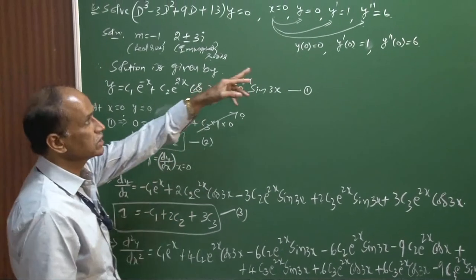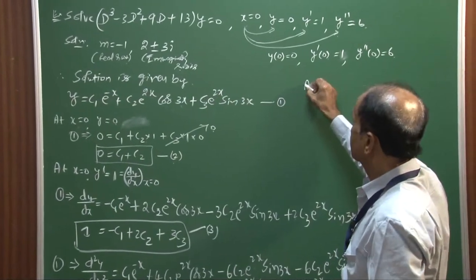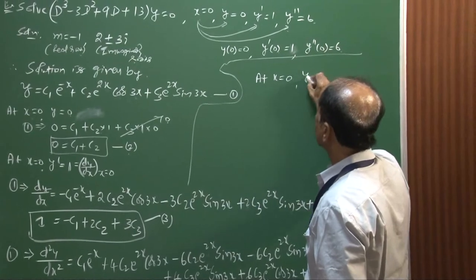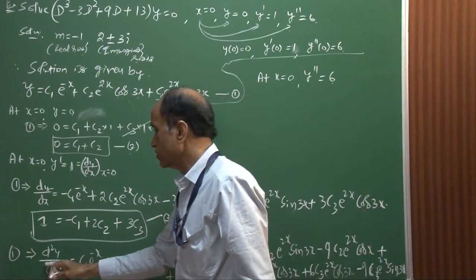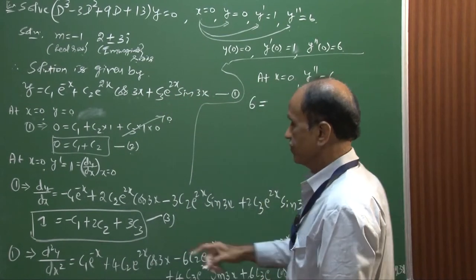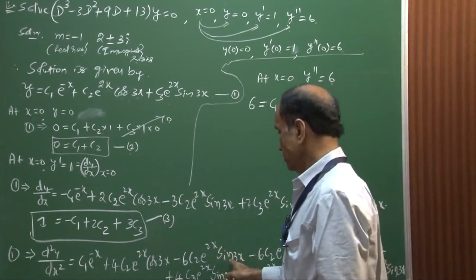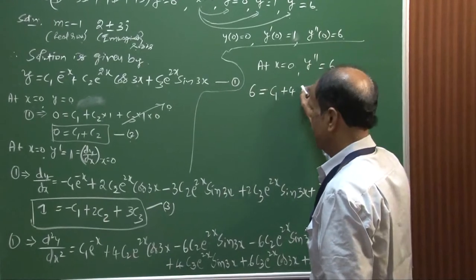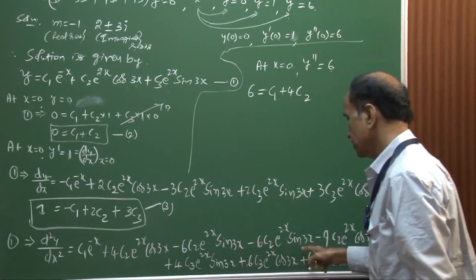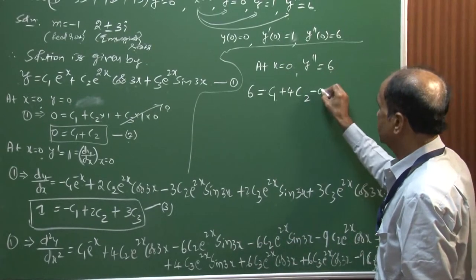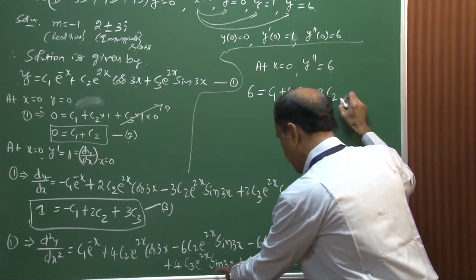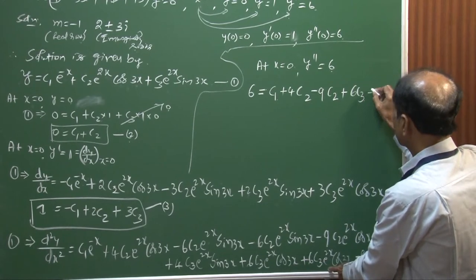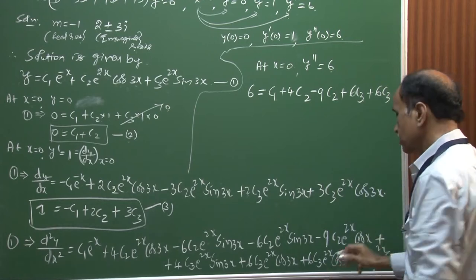So now you substitute the third condition, the set of values x equal to 0 and y double dash is equal to 6. So x equal to 0, y double dash equal to 6 means 6 is equal to c1 at x equal to 0. Wherever sin is there that term will not exist, and only where cos is there that term will exist: 4 times c2, then this is sin, this is sin, but this is cos, minus 9 times c2, okay. This becomes 0 and this becomes plus 6 times c3, and this is also the same, okay.